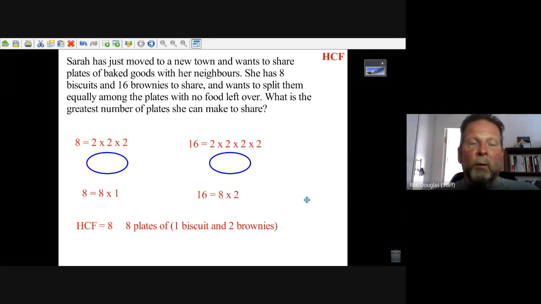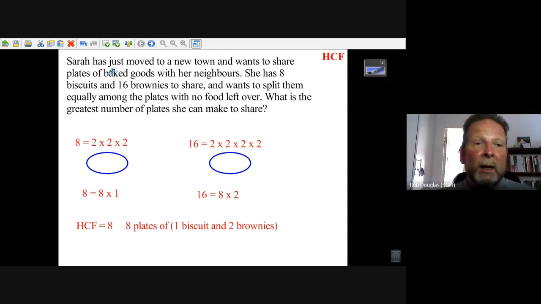Okay, we're going to look at some word problems now. When you do some word problems, you wouldn't know exactly what you have to do sometimes when you read. Now it says HCF up here. This is a word problem we're going to use the highest common factor to figure out. But let's just read it.